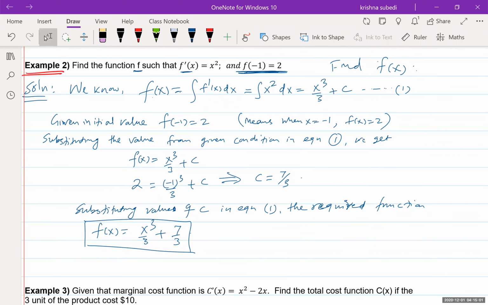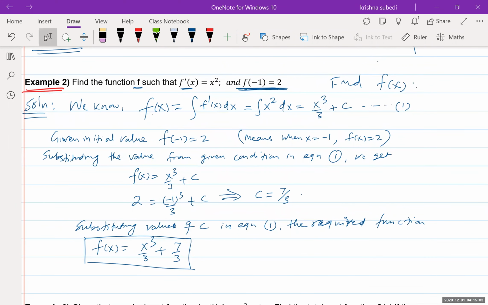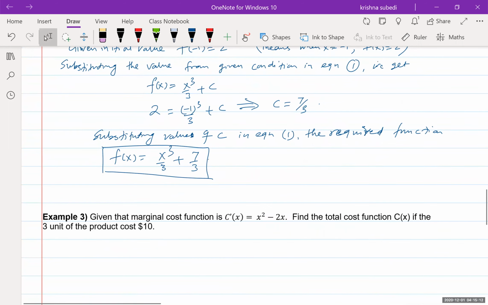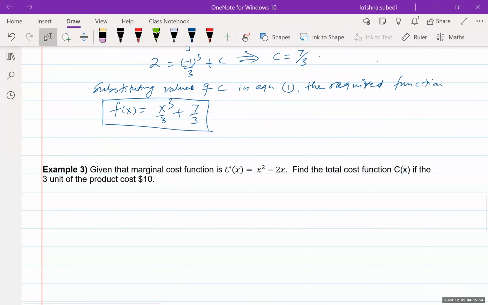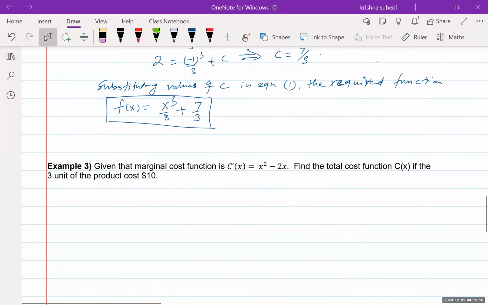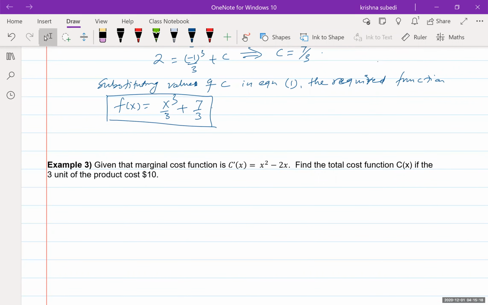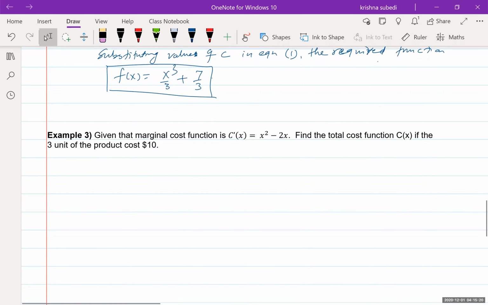Sorry guys, I completely forgot to record this example 2, but anyway, it is here. But example 3 is also very similar. So we're going to do that example 3, and hopefully that will help you to be able to solve another example 4 problem. Okay, so let's look at example 3.